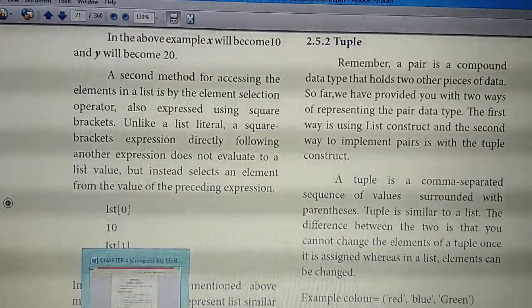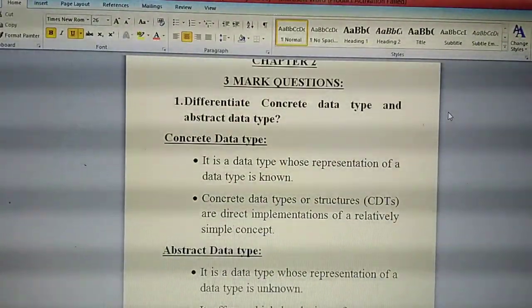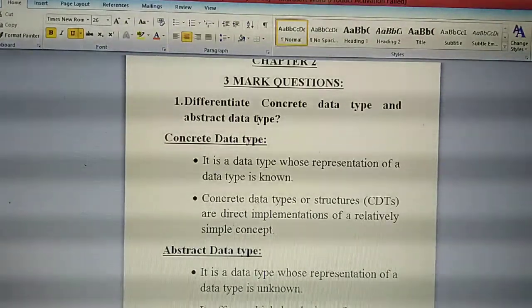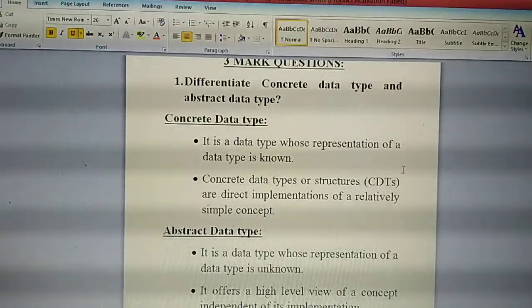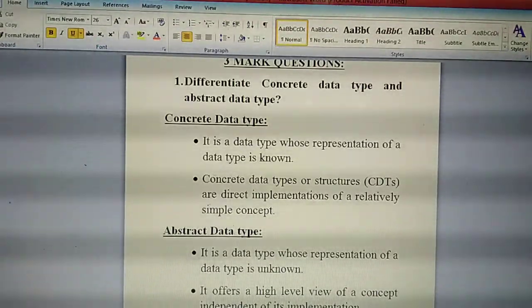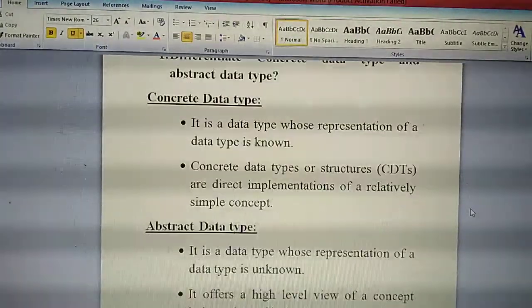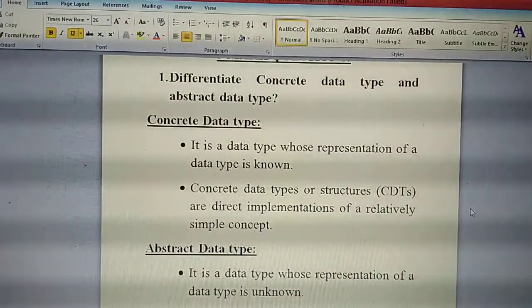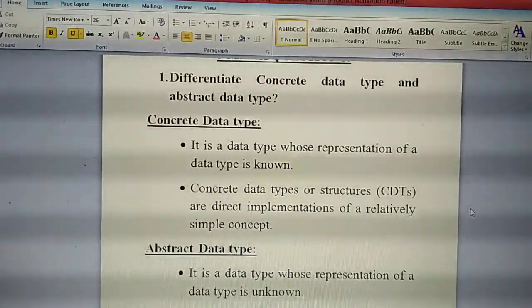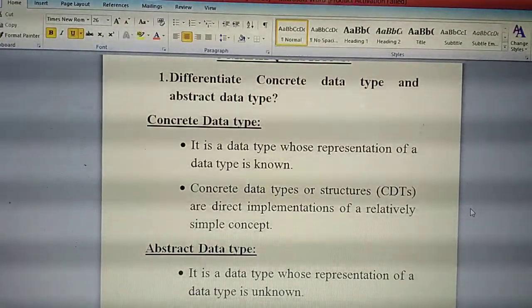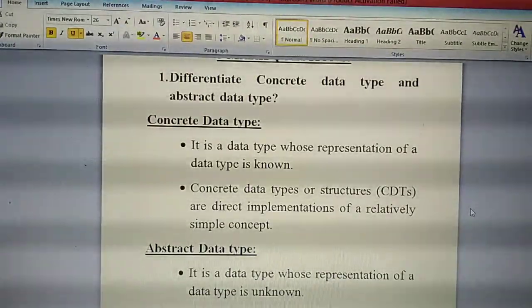Then three mark questions. Okay. First three mark question you should write. This is the first three mark question. Differentiate concrete data type and abstract data type. So either take a piece of paper or take computer notebook and write it. Write first. Write fast.